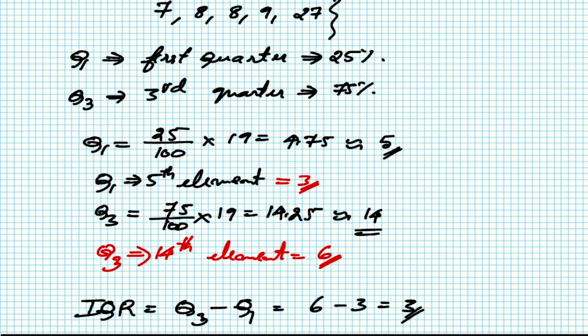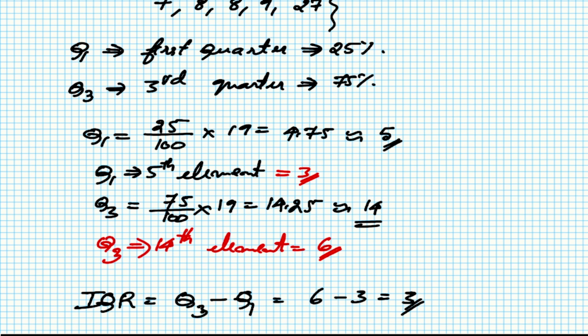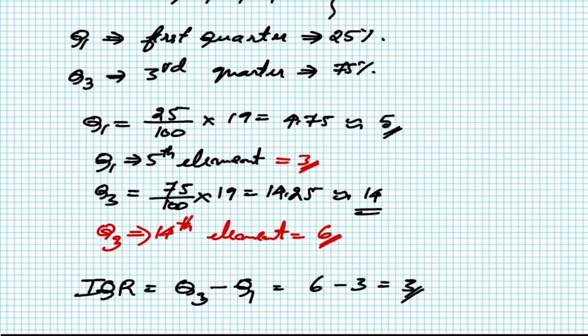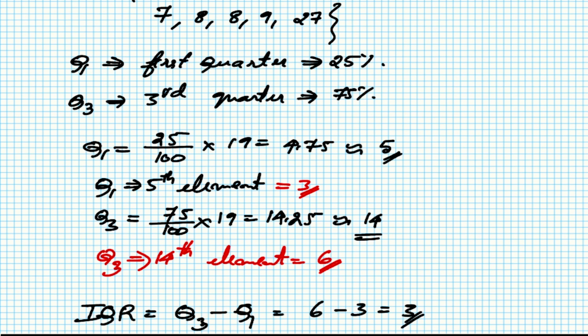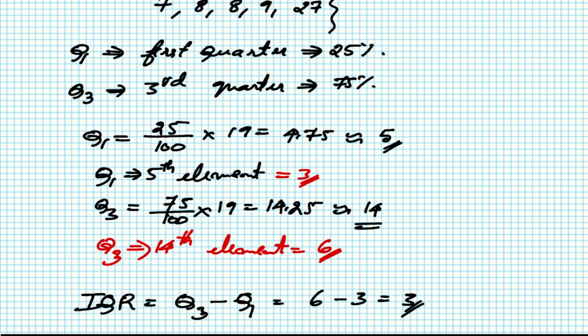We calculate Q1: 25 by 100 times 19 is 4.75. Convert that into the next integer, 5. So we get the fifth element from the list. I pick the fifth element, 1, 2, 3, 4, 5, which is Q1. That is equal to 3, so I'm writing 3 there. Q3 is what I want to calculate, which is 75%. So 75 by 100, 0.75 times 19, is 14.25.